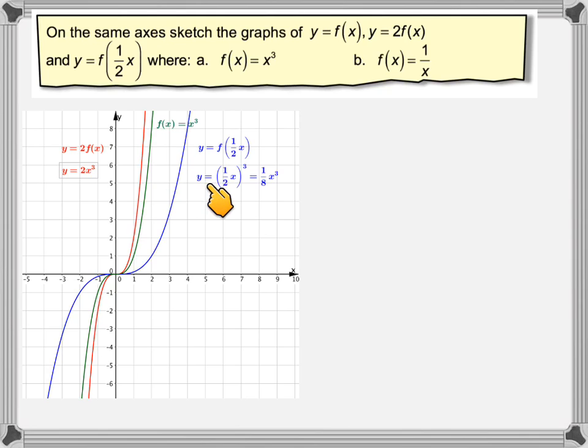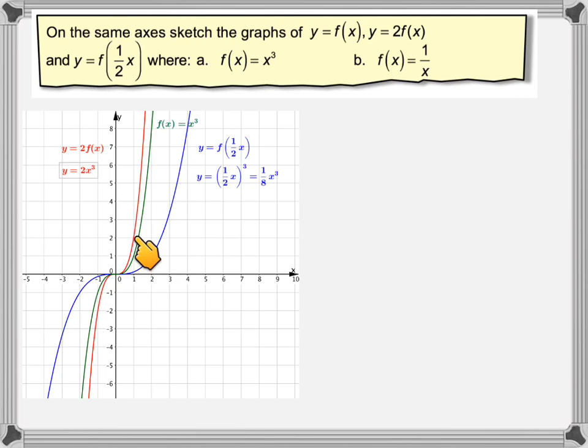Okay, and in this case it's going to be y is equal to f of 1/2 of x, so y is going to be 1/2, so what we put is 1/2 of x, 1/2 of x all cubed. 1/2 cubed is 1/8, so it becomes 1/8 of x cubed. So therefore we'll see this one will be much shallower than that one. So it's important that you get this idea round the right way.